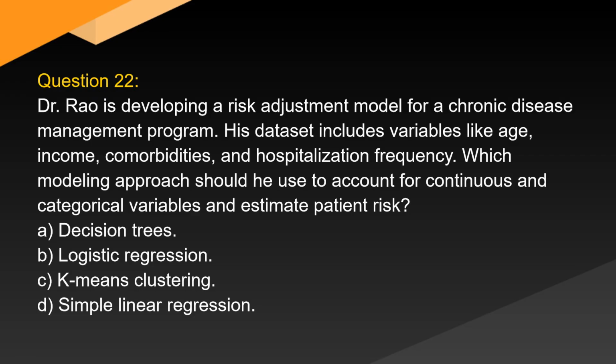Question 22. Dr. Rao is developing a risk adjustment model for a chronic disease management program. His dataset includes variables like age, income, comorbidities, and hospitalization frequency. Which modeling approach should he use to account for continuous and categorical variables and estimate patient risk? A. Decision trees. B. Logistic regression. C. K-means clustering. D. Simple linear regression.